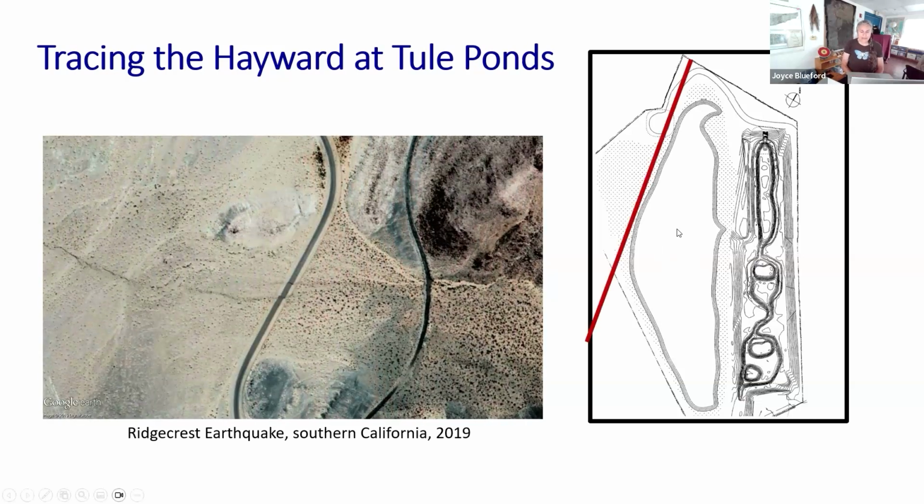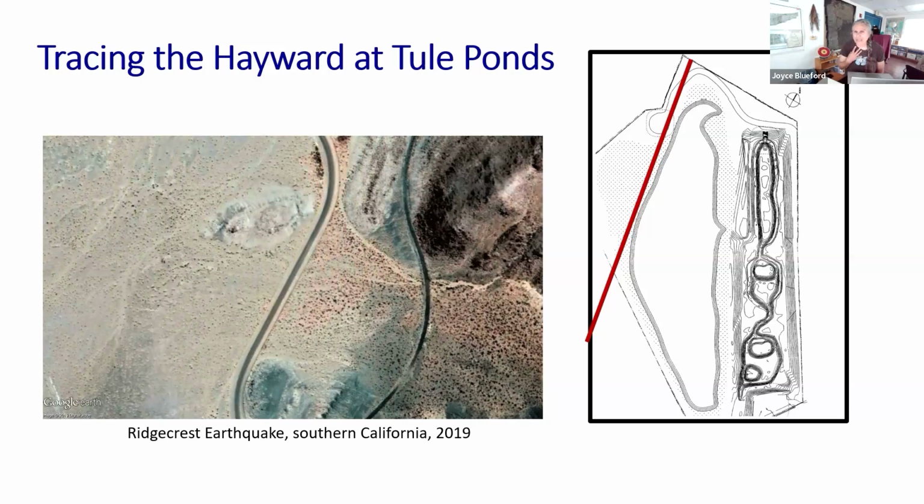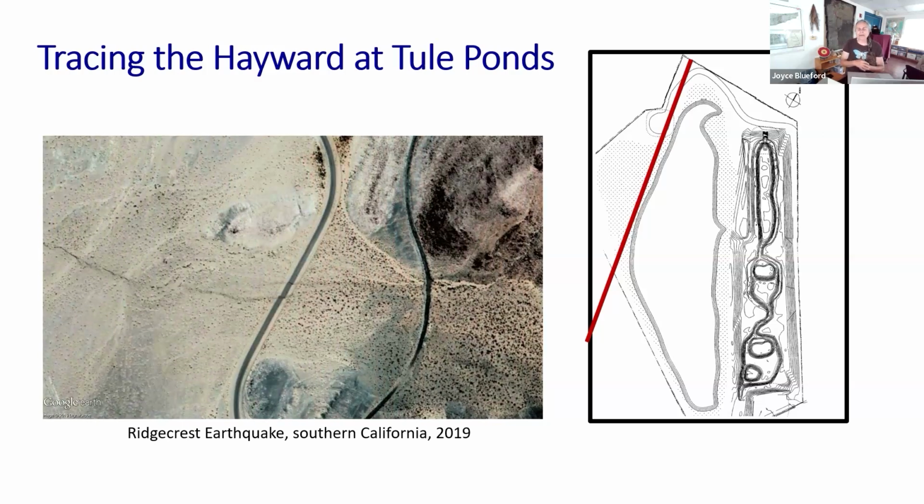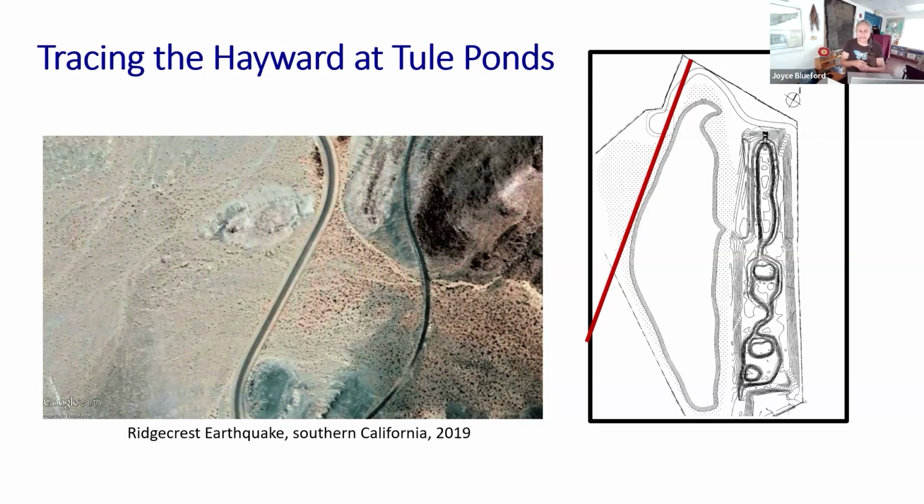Lots of information. This line here, the red line, is the Hayward Fault. It is the creeping part of the Hayward Fault. What did she say? Creeping? Yeah, creeping means that it is slowly moving about 5 millimeters per year. And then we have another trace of the Hayward Fault. It defines what it looks like.